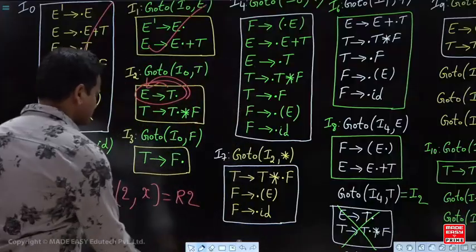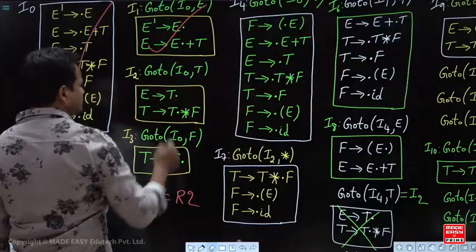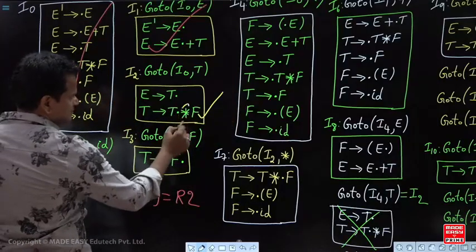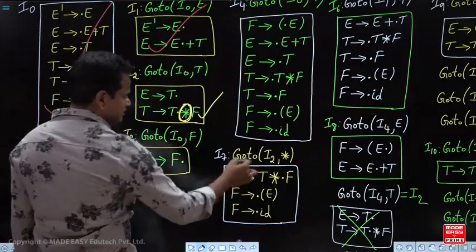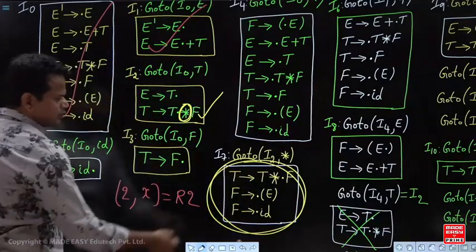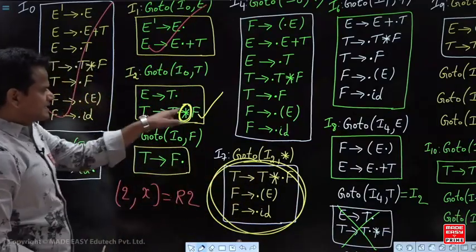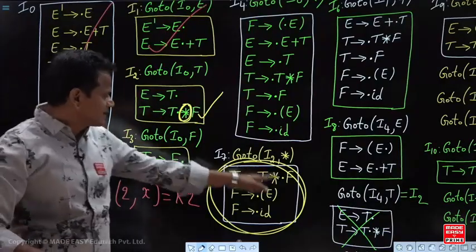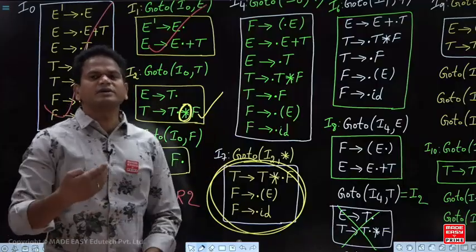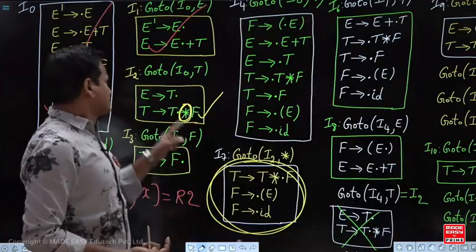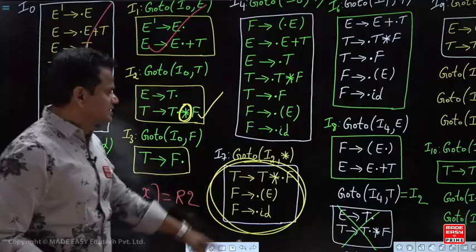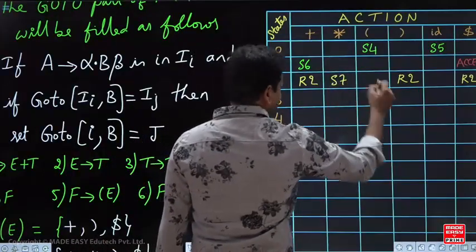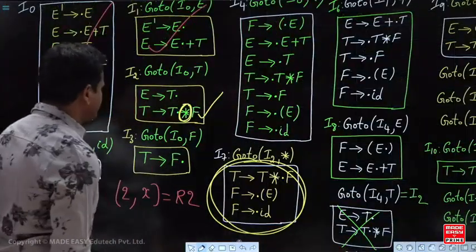Next one. So this is done. Now go to the second production. We have one more, this one, and the shift symbol is star. So I2 comma star. And what is the name of the state? I7, and it is a terminal in the action part, and it is I2. So 2 comma star, where has it gone? It has gone to I7. So S7. Why S? Because it is shift. So in 2 comma star, S7, shift 7. That's it. So we have done the I2.